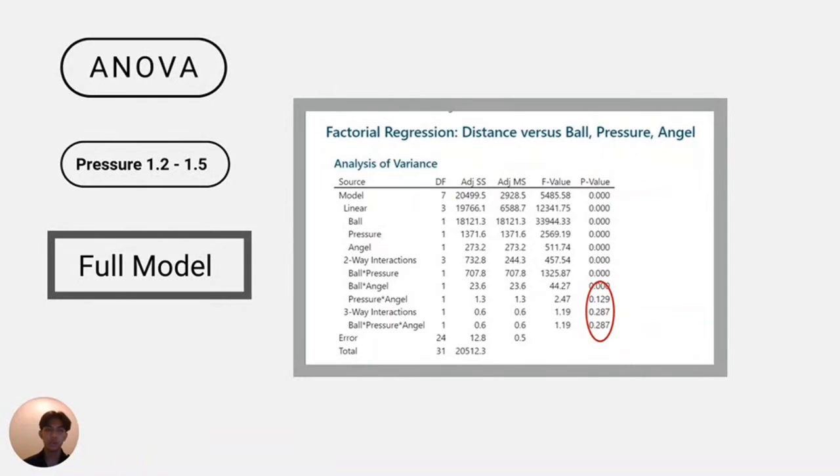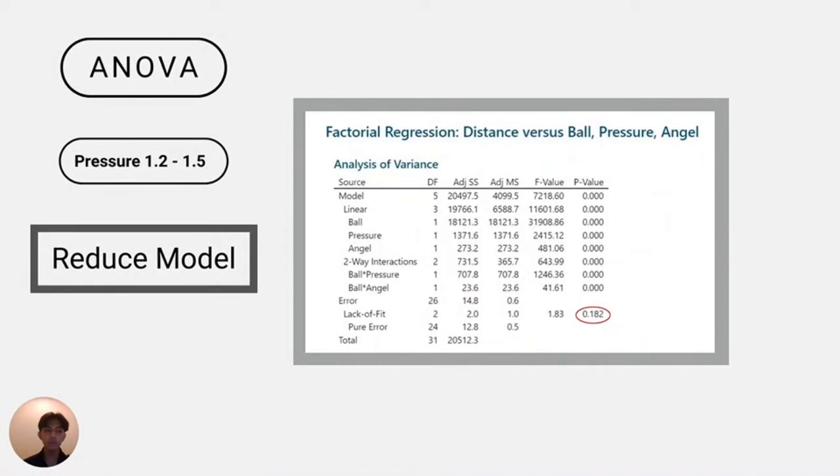In ANOVA at pressure 1.2 to 1.5 full model, we will check the factors. In the full model, terms are non-significant because the p-value is more than alpha. We will reduce the model, and it is shown on the slide. Reduced model. We remove pressure multiplied by angle and ball multiplied by pressure multiplied by angle due to lack of fit.